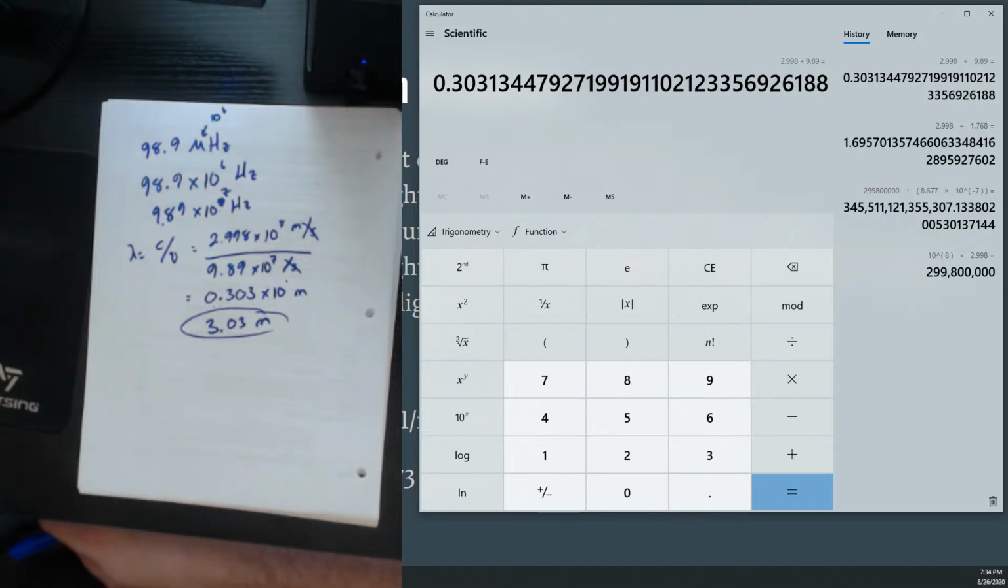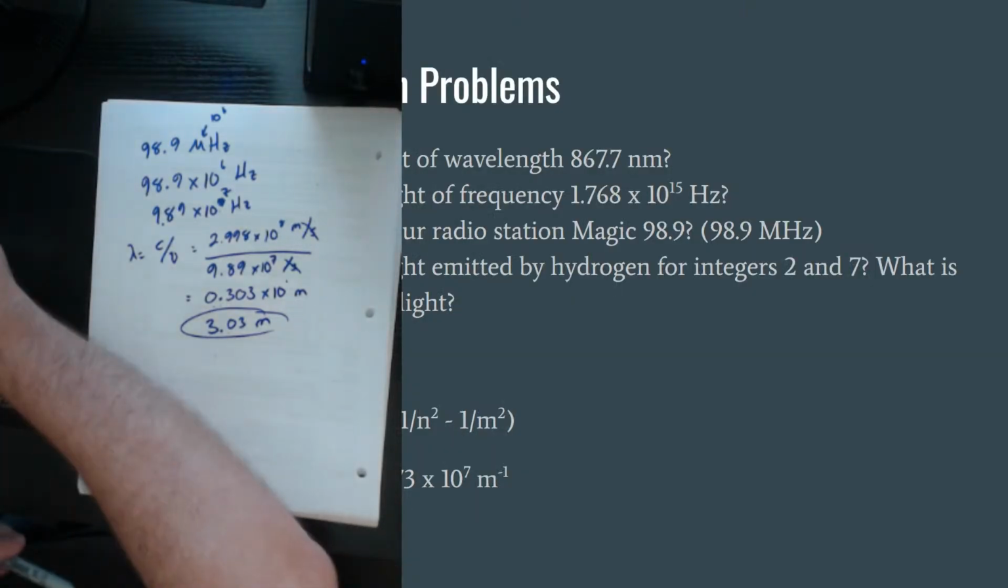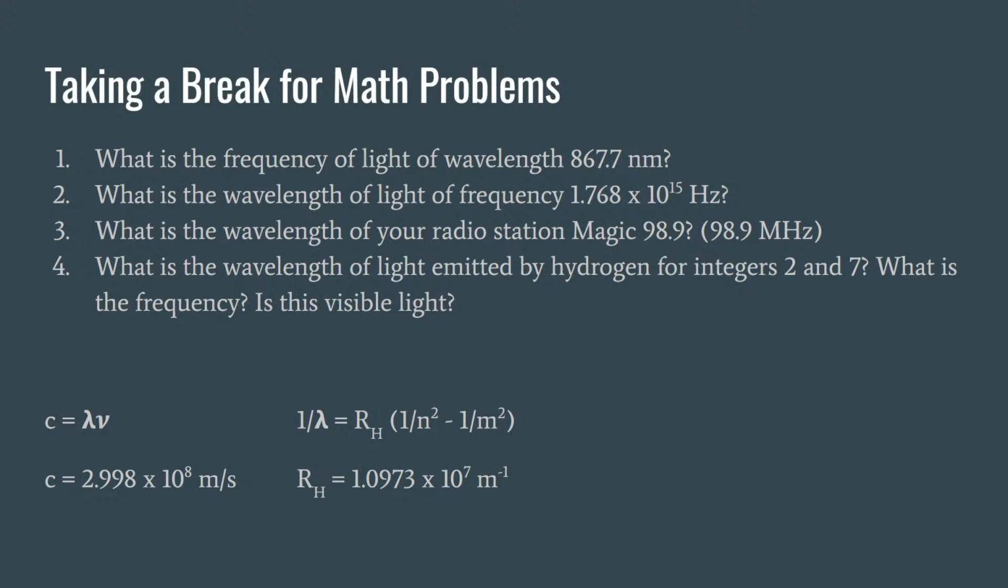All right, so final problem. Bring that back up, throw that away. What is the wavelength of light emitted by hydrogen for integers 2 and 7? What is the frequency? And is it visible light? Okay, that's different. So now we're going to be using the Rydberg equation right here.